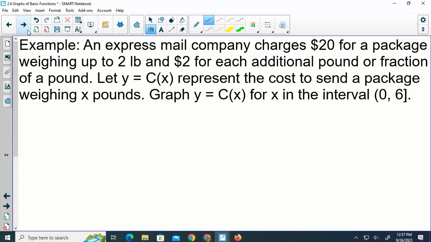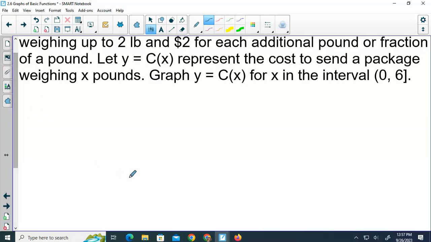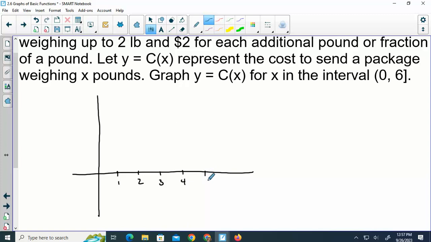An express mail company charges $20 for a package weighing up to 2 pounds and $2 for each additional pound or fraction of a pound. Let y equals c of x represent the cost to send a package weighing x pounds. Graph y equals c of x for the interval 0 to 6. So I'm asked to graph this from 0 to 6. I'm not writing an equation or anything, just drawing a picture for the scenario.